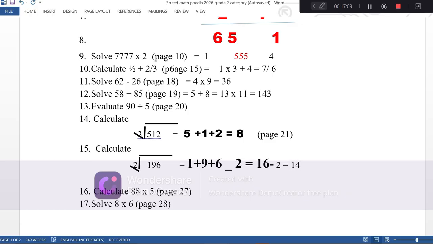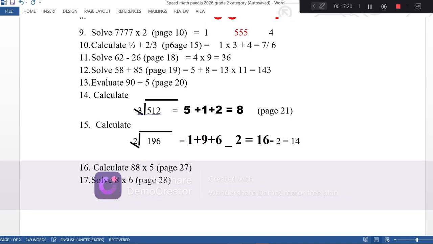So please, even if we have square root of 25, that will be 2 plus 5, which is 7, minus 2, which is 5. Please let them know the difference. Thank you. Then this one also, this one is calculate 88 times 5.